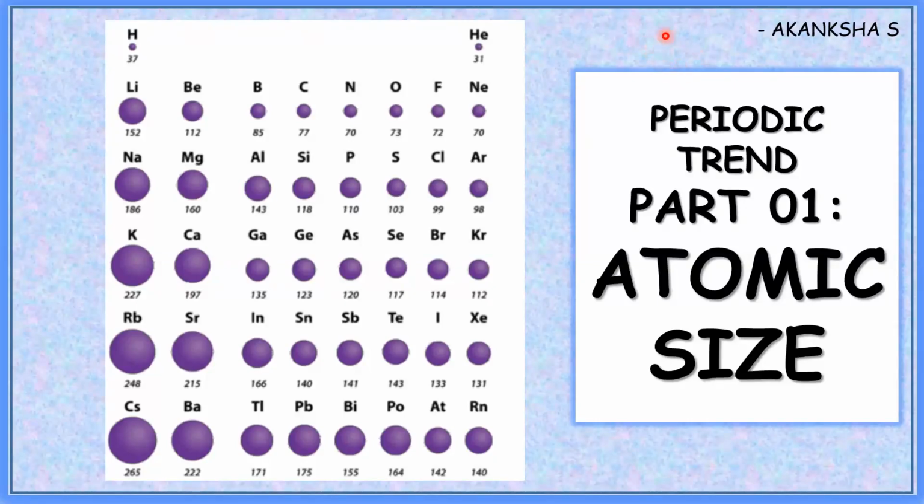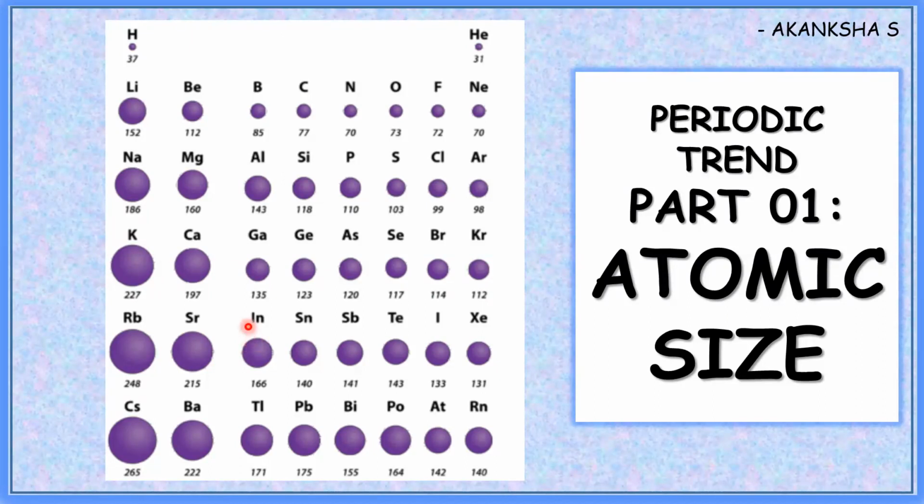Hello everyone. Today we are going to study atomic size and its trend along the modern periodic table. As you can notice on the left-hand side, not all elements have the same atomic size. There is a huge difference in the size of the element when we look along a period and along a group in the modern periodic table.